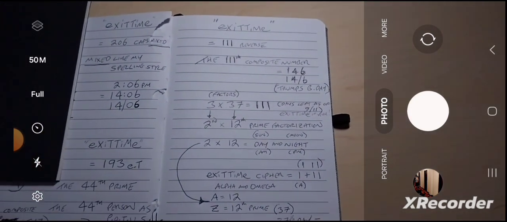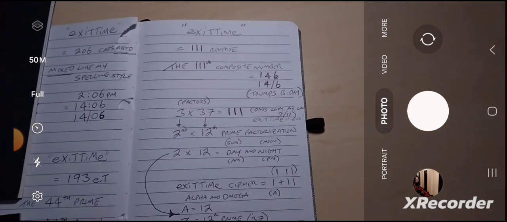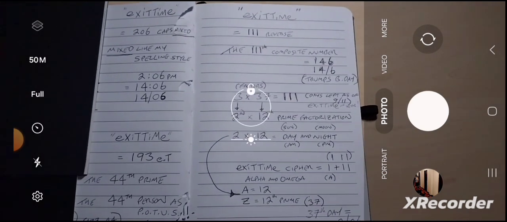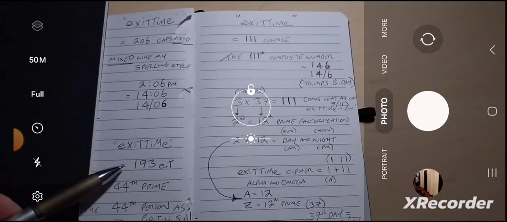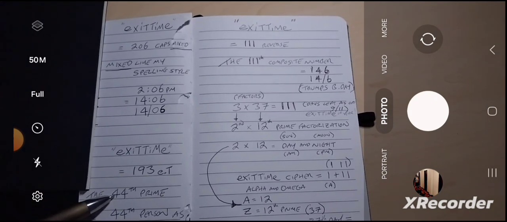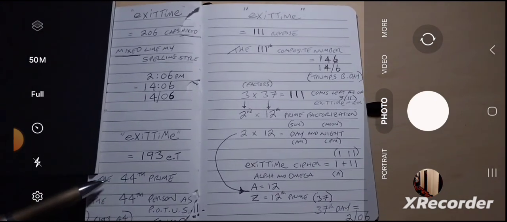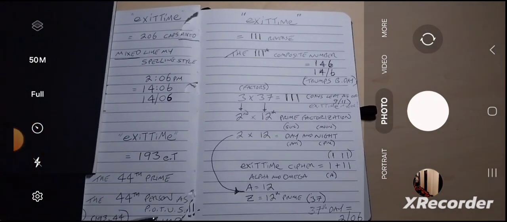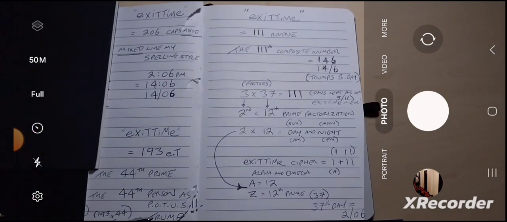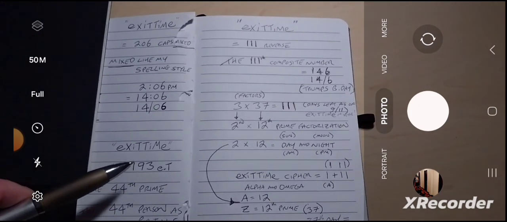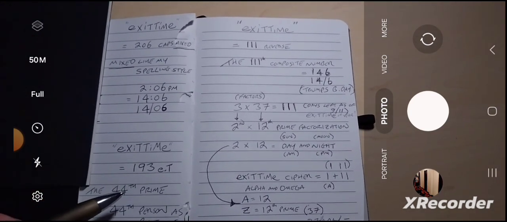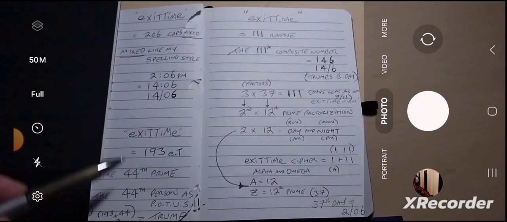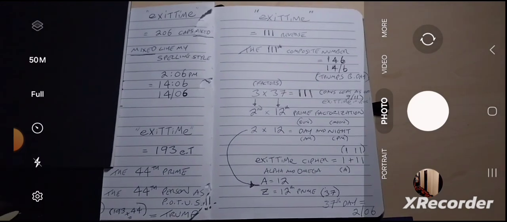In the exit time cipher itself, exit time is 193. That's the 44th prime number, 44th person. This president we know is Trump. In exit time cipher itself, it's 193, 44th prime, 44th person as president being Trump. So that's that third connection, Trump.